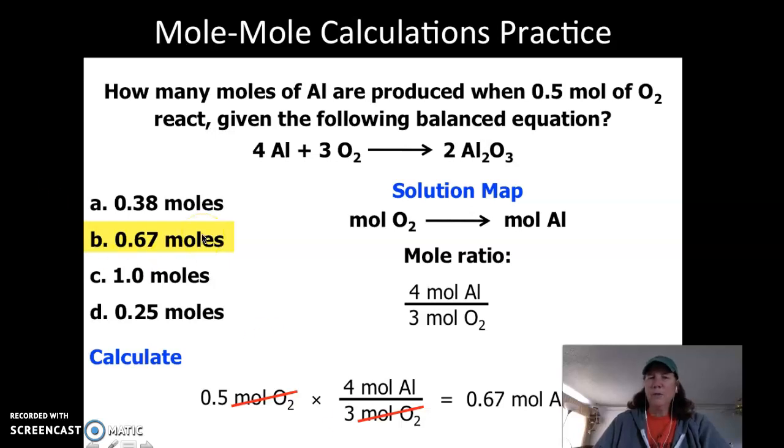Okay, so that's mole to mole calculations. That's what we're going to do first. We're going to expand on these and do some more complicated ones, but we'll start out simple. So this is the end of the notes today because I'm just about out of time. We'll pick up with more calculations on the next part of the chapter.